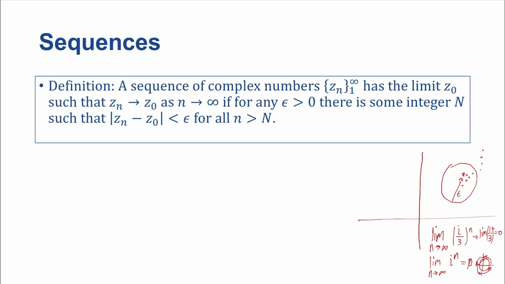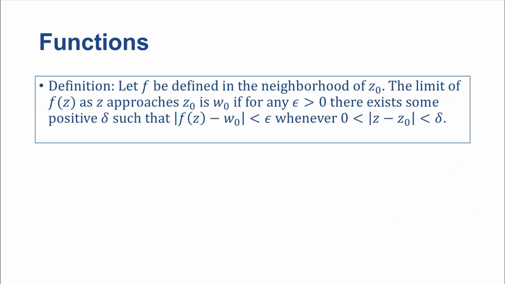Now, a similar concept we can discuss is the limit of a complex valued function. We can look at another definition, which will look a little more like the single variable calculus definition. Definition: let f be defined in the neighborhood of z naught. The limit of f of z as z approaches z naught is w naught if for any epsilon larger than 0, there exists some positive delta such that the modulus of f of z minus w naught is less than epsilon whenever 0 is less than the modulus of z minus z naught, which is less than delta.